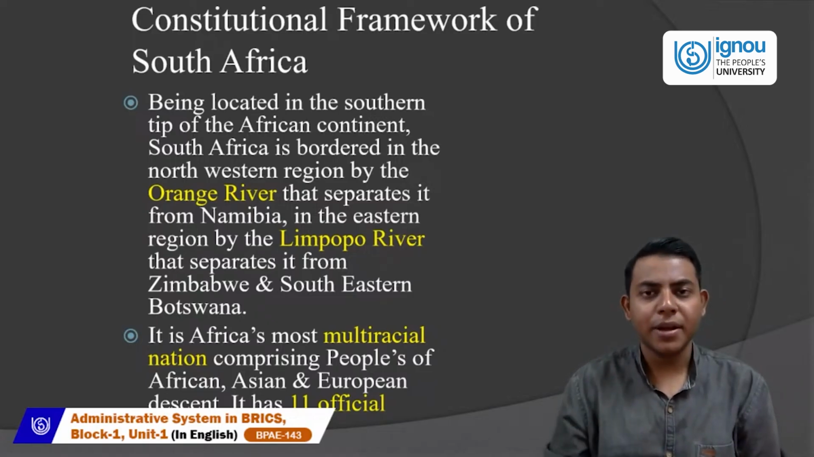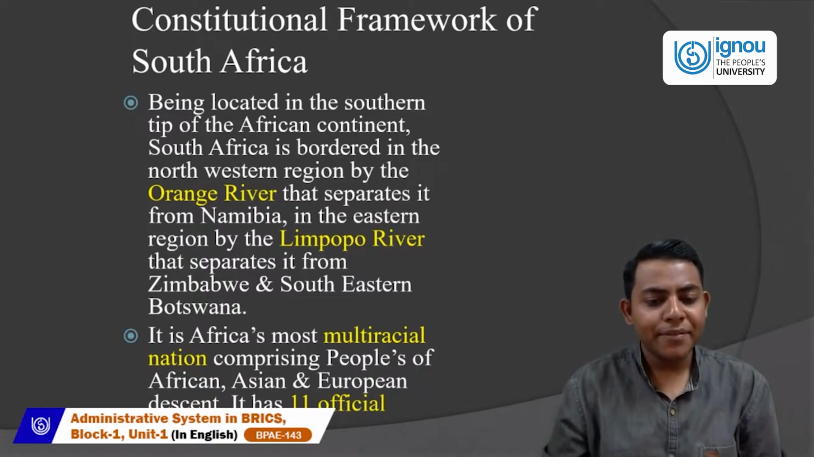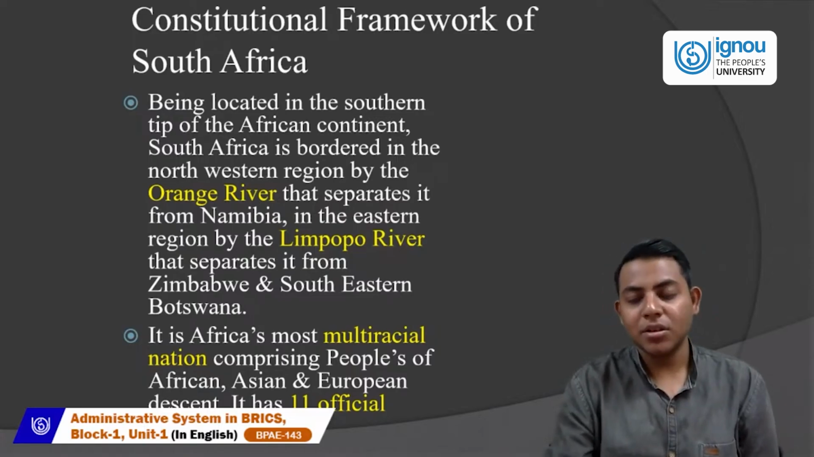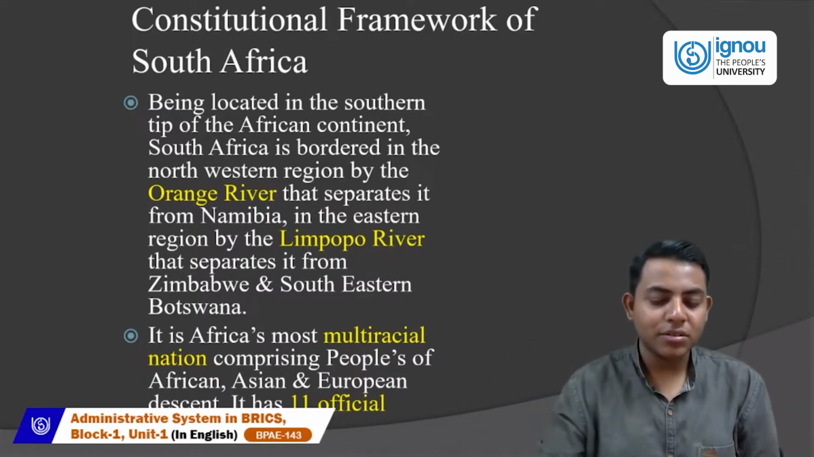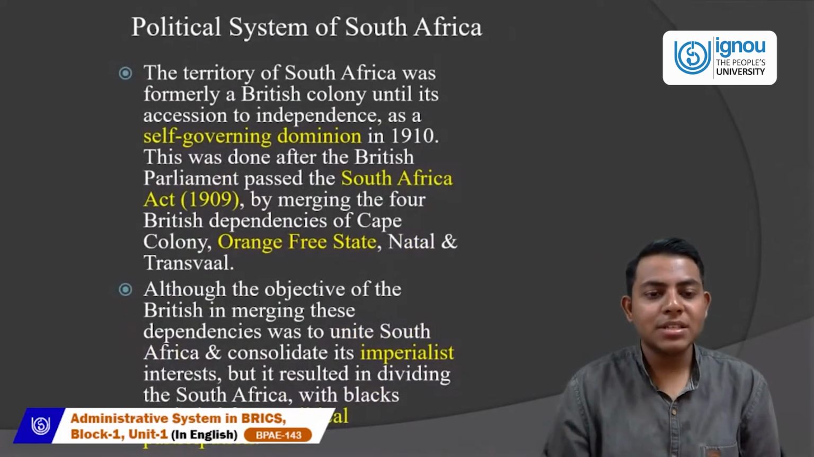sides by South Africa. South Africa is Africa's most multiracial nation, which comprises people of African, Asian, and European descent. There are 11 official languages in South Africa. From that, one can gauge the extent of diversity in South Africa. Now let us discuss the political system of South Africa.